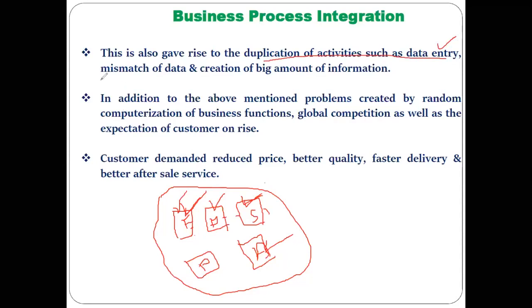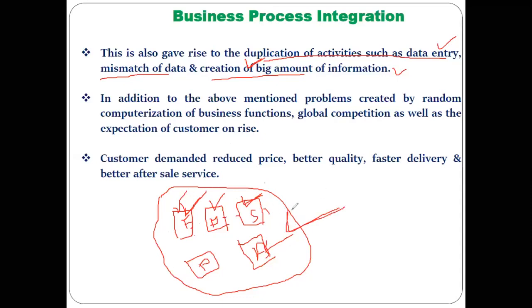Yes sir. Mismatching of data can also happen, and because of that a huge amount of information is getting created, and out of that huge amount of information, some of it is complete duplicate information. Yes or no? Yes sir. So this is happening because of what? These departments are not linked with each other, they are working as single units, not linked with each other within that particular business, and because of that you can see the problems are getting created. Yes or no?